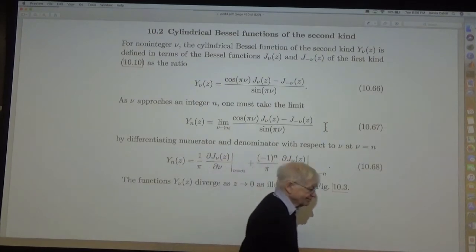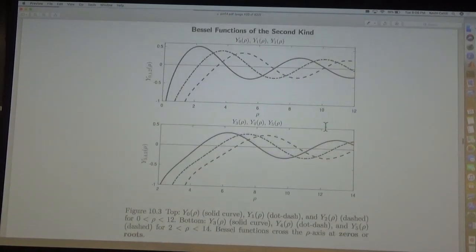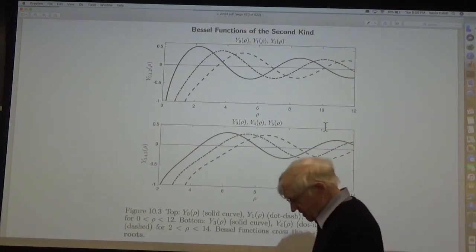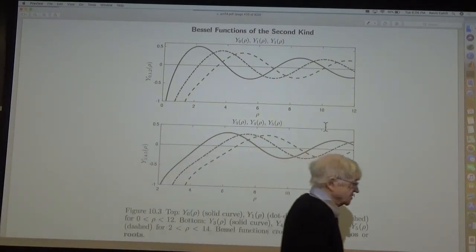So these are called Bessel functions of the second kind. And as you see, they all diverge at z equal to 0, and that's true whether nu is an integer, as in these examples, or a non-integer, and that's because of the J minus nu. The J minus nu has a 1 over z to the nu, essentially, in front of it. So these are those expressions.